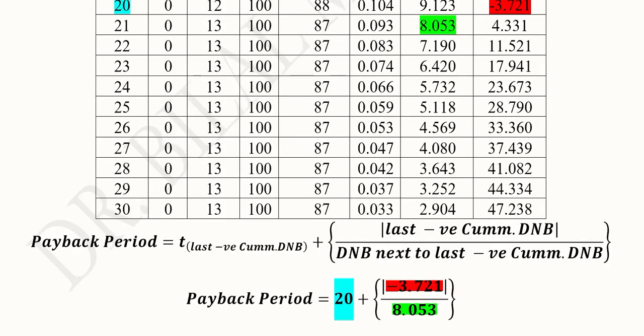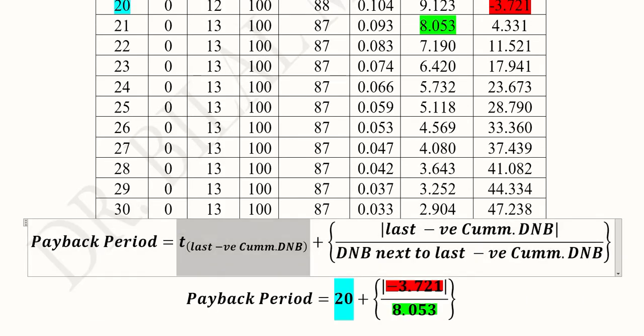So you can see this formula is being applied: the time period which was representing the last negative cumulative net benefit, the discounted version of it, and then the absolute value of the last negative cumulative discounted net benefit, which is this one. This absolute value should be remembered, because if we use this negative value, the answer will be lesser than 20, which will not make any sense.